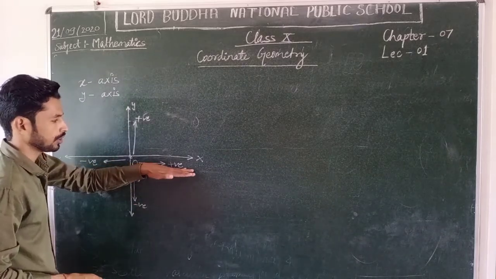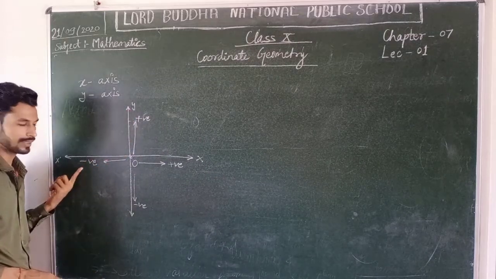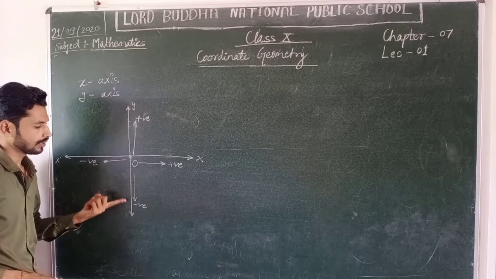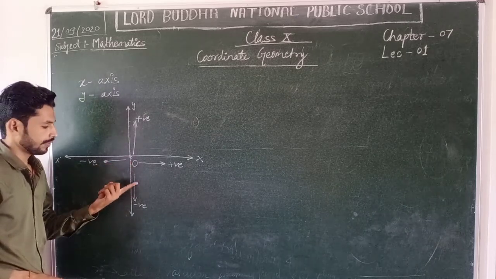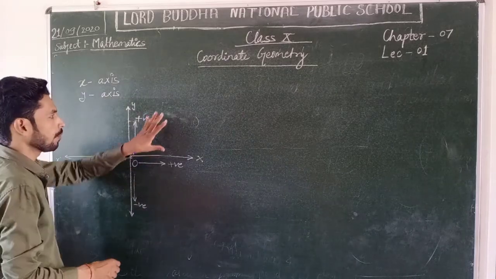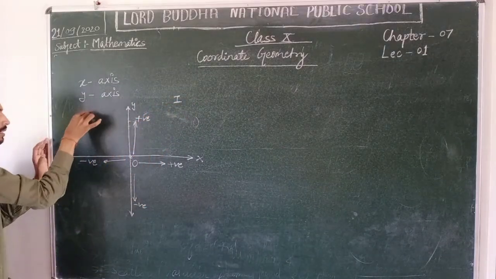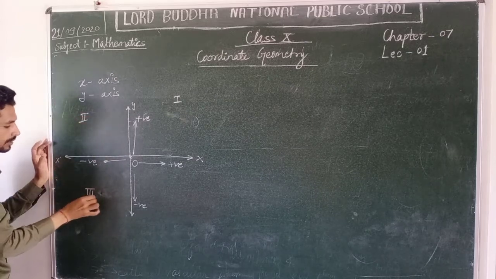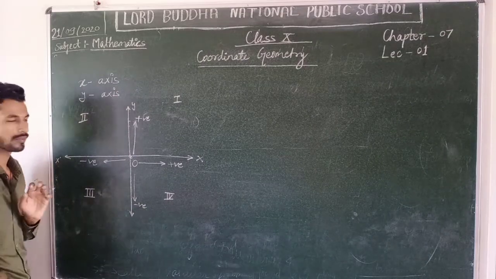So here it will be positive and this will be positive, and next, left of the origin on the x-axis has negative values, and the downward direction on the y-axis has negative values. So this is the first quadrant, this will be the second, this is the third, and the next one is the fourth.